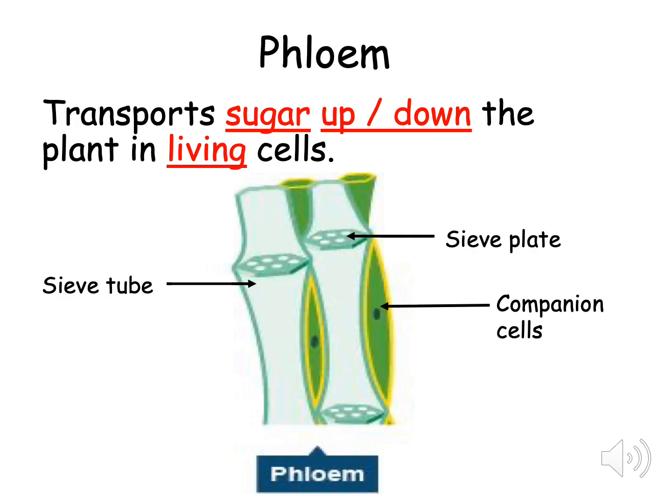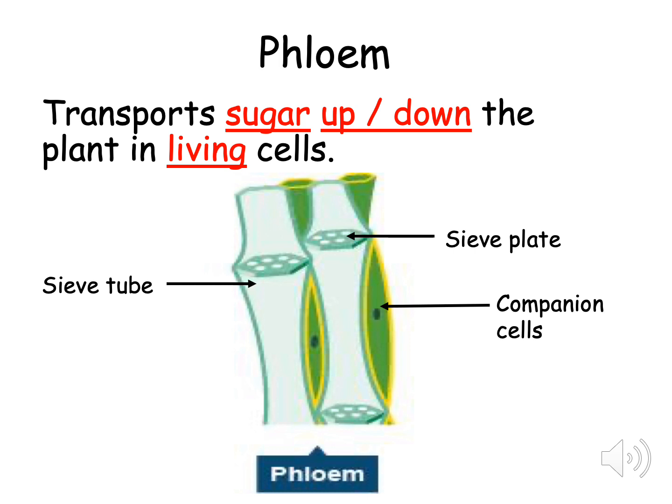Moving on to the phloem vessel. This is also found in the stem of the plant. The phloem's main function is to transport sugar, and it transports this sugar both up and down the plant. Unlike the xylem, the cells in the phloem are living, not dead.